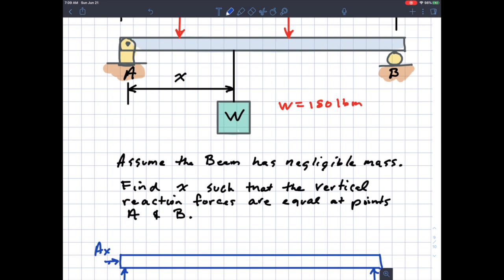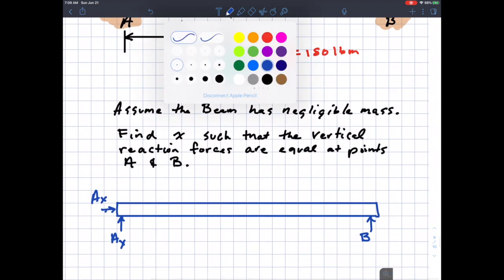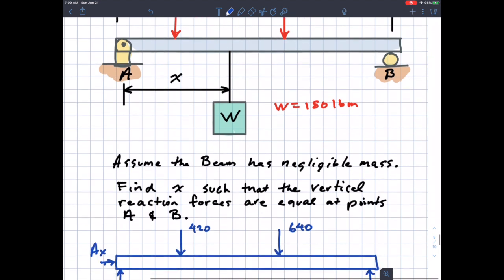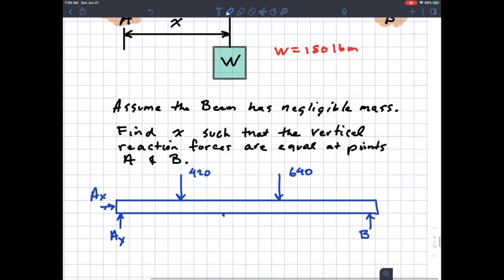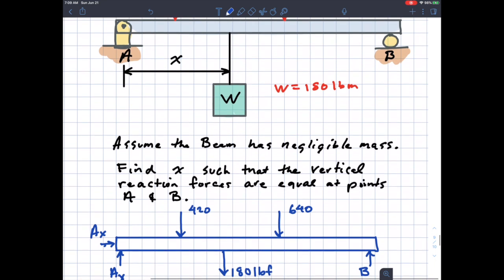Then we have our forces, the 420 and the 640. Let's put those in. 420, 640, and we have our weight. It's a 180 pound mass, but we convert that to pound force, which is easy in the English system. It's the same numerical value.